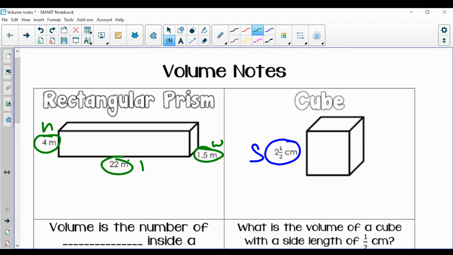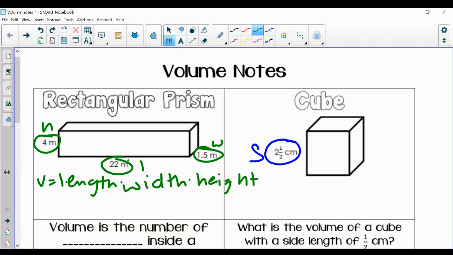So if you remember from our area of a rectangle, area equals length times width. So what do you think volume of a rectangular prism would be? Volume is going to be length times width times height. Hopefully you guessed that. Length times width times height. And in variable form, that's just V equals L times W times H.